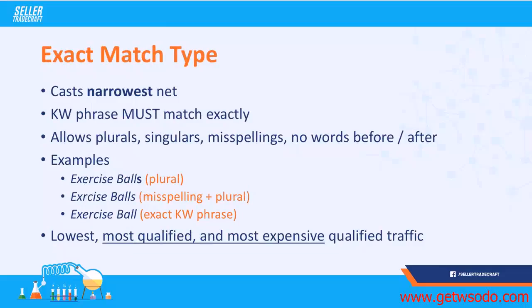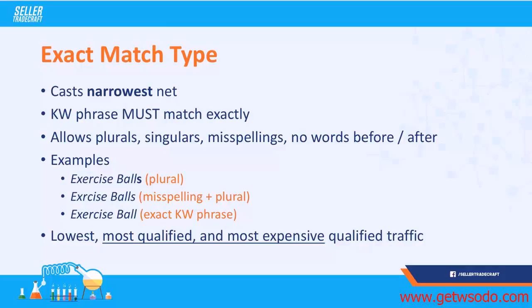Next, we have something that's called the exact match type. And this is the final match type that you would be using in your manual campaigns. Once again, you cannot specify match types in auto, only in manual campaigns, because it applies to the keyword that you're targeting. Now, if we go to exact match type, as you might have guessed, this leaves the least room for flexibility and it casts the narrowest net across keywords.